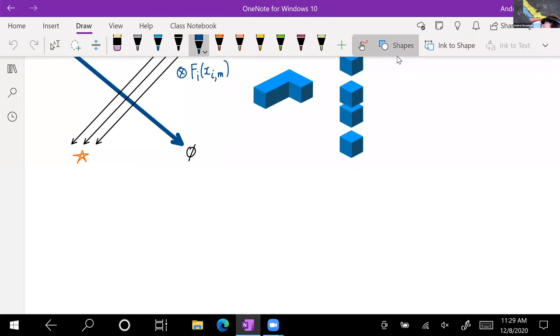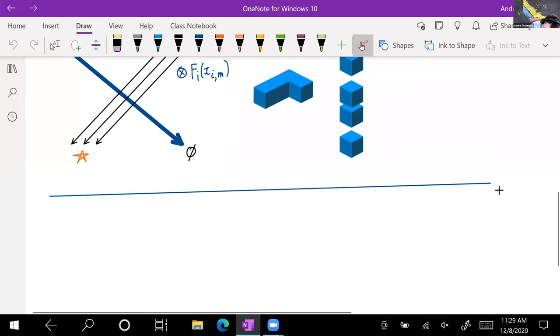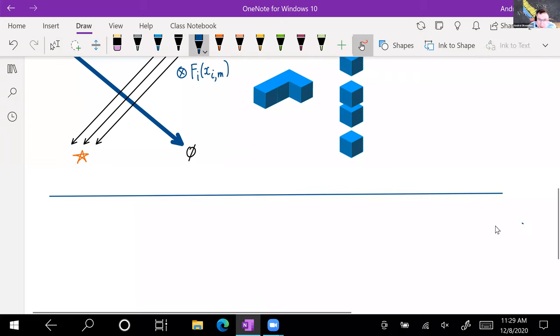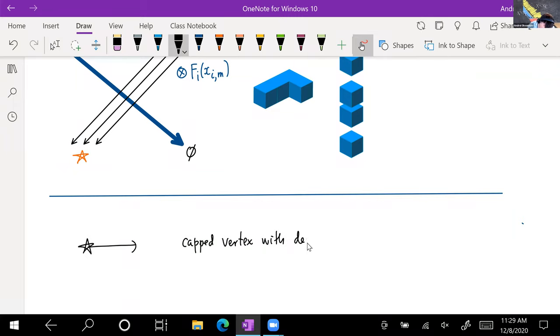What we were talking about, we're still talking about the capped vertex with descendant. They have some moduli space, quasimap moduli, corresponding to this. I'll just draw that like that.